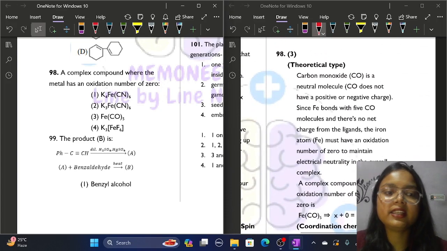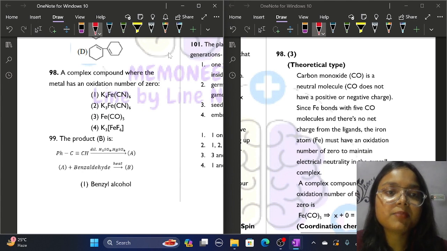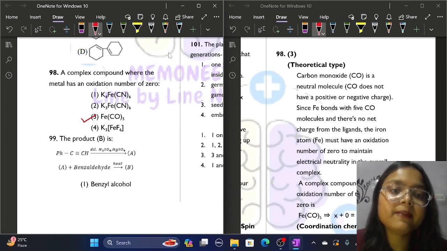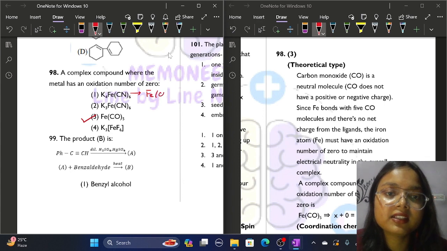Question number 98. A complex compound where the metal has the oxidation number of 0. So in which of these is the oxidation number of the metal 0? The answer will be Fe(CO)5. In all the other cases, the oxidation number is not 0. We can write this also as [Fe(CN)6]4-.